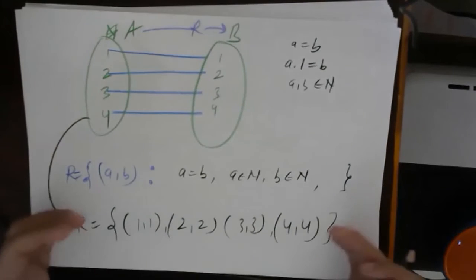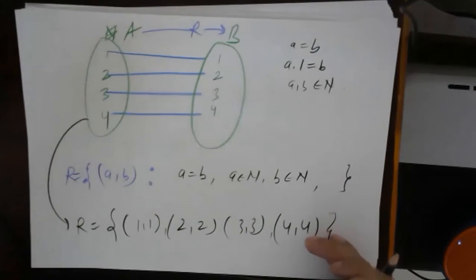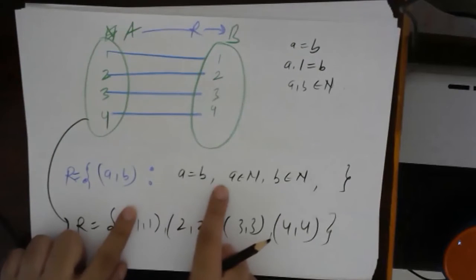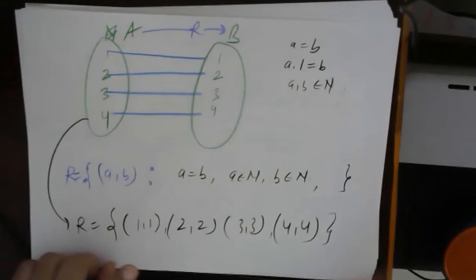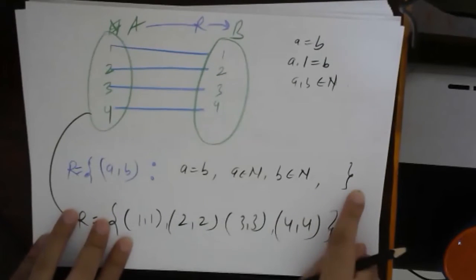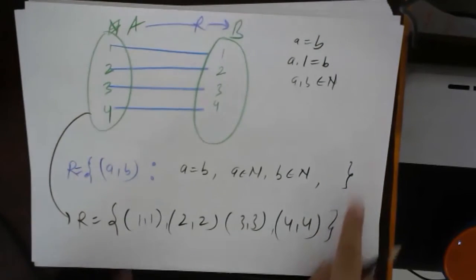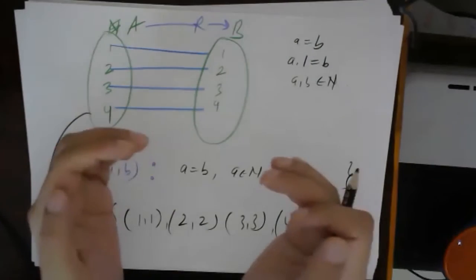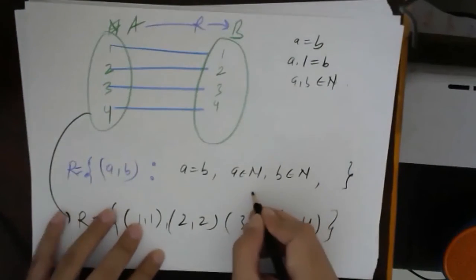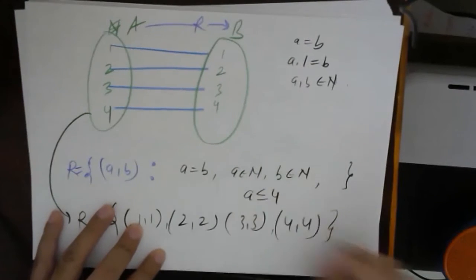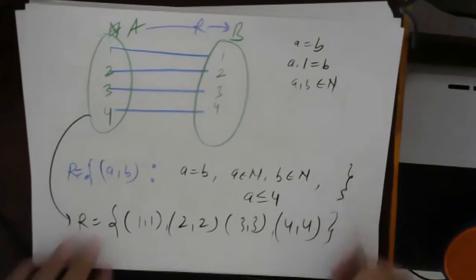But this is a finite relation. We have a limited number of elements. But here what is happening? (1,1), (2,2), (3,3), (4,4), (5,5), (6,6), and so on. So this will have infinite elements. So what do we have to do? We have to constrain the values of a. So what we can do is write that a is less than or equal to 4.